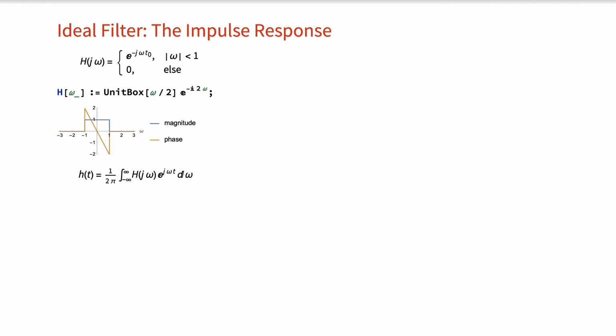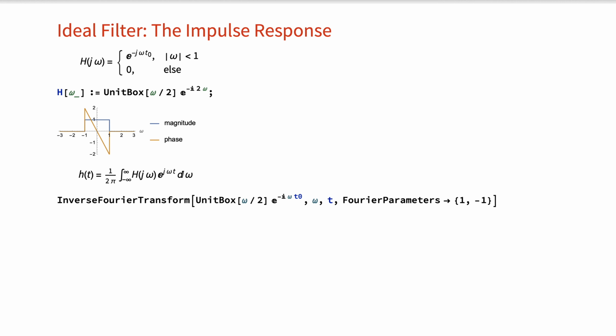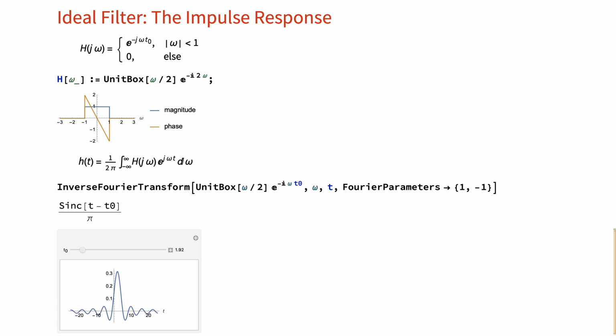Consider an ideal linear phase low-pass filter as defined here. You can see the magnitude and the phase when t0 is set to 2, for example, shown here. We're interested in finding the impulse response in the time domain. As you know, the impulse response is the inverse Fourier transform of h of j omega. Therefore, for an arbitrary delay value t0, we have a sinc function as shown here. And the impulse response of the ideal low-pass filter in the time domain is a shifted sinc signal.